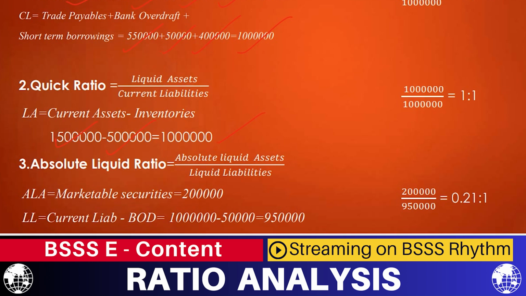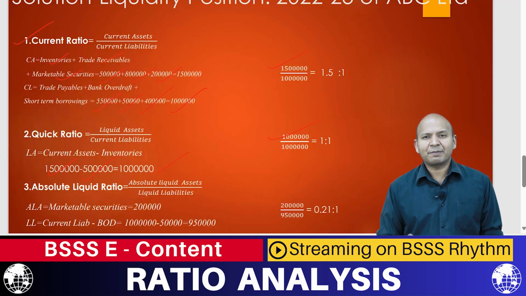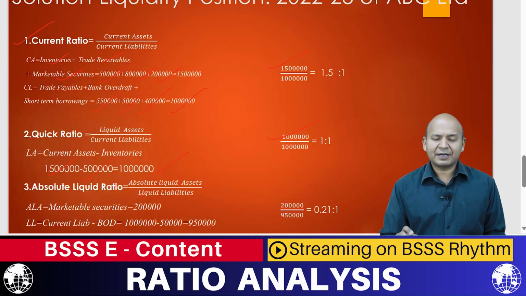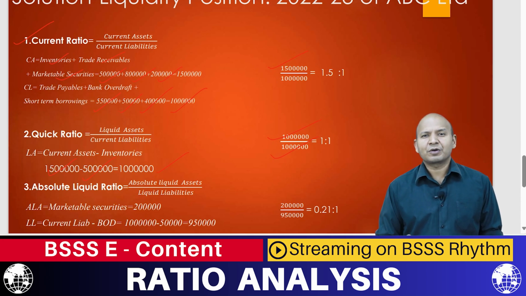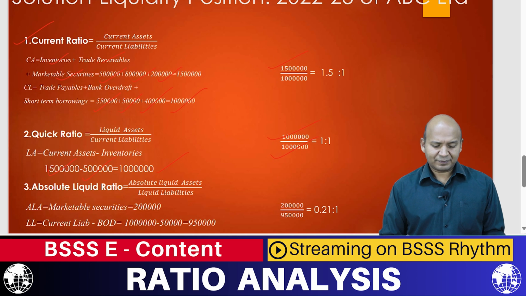Which means from current assets, that was 15 lakhs, when we have deducted 5 lakhs, that was the amount of inventories, the total liquid asset is coming 10 lakhs. Earlier, we have calculated the amount of current liabilities. The amount of current liability was also 10 lakhs. So, 10 lakhs divided by 10 lakhs, the quick ratio is coming 1:1.